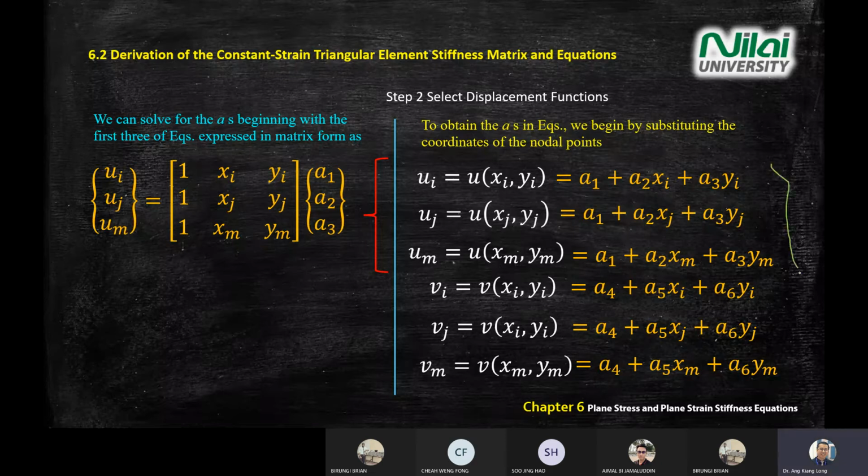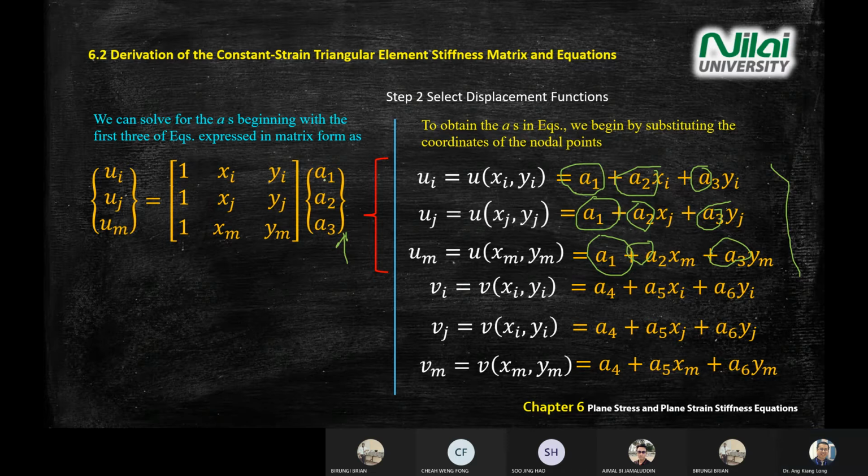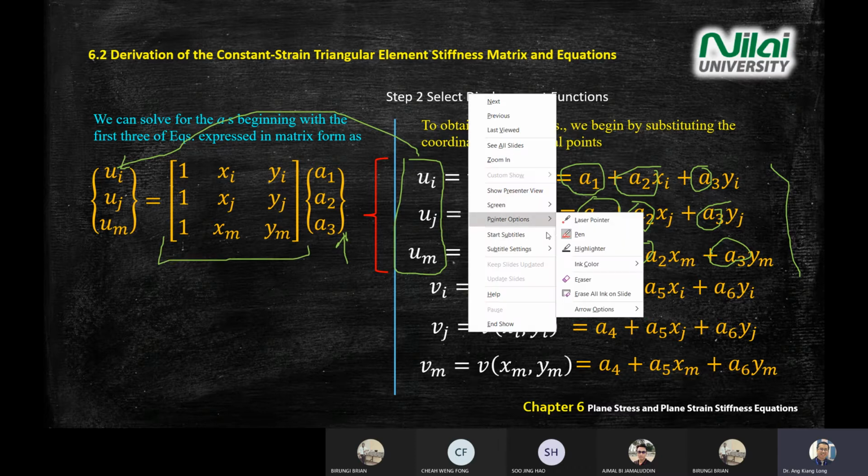Because these three only have three unknowns, A1, A2, A3, the curly bracket here consists of the unknowns A1, A2, A3 only for the U direction. While on the left hand side is what you see, these three, you just put on here. The K matrix is what we derived just now.